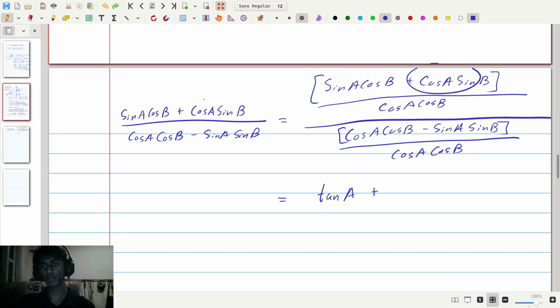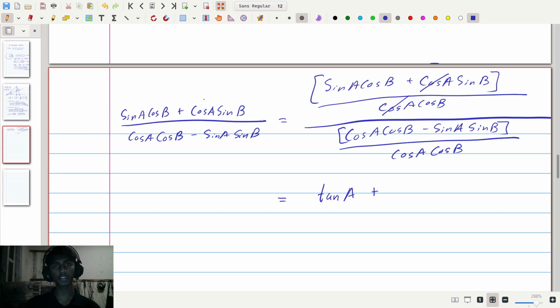The second term, when being divided by cosine of A cosine of B, this cosine of A will cut to here. We will have sine of B divided by cosine of B. Sine of B divided by cosine of B is simply tangent of B. So we can write plus tangent of B. The whole thing divided by, and then cosine of A cosine of B divided by cosine of A cosine of B will completely cut, giving us just 1. So any number divided by itself is just 1.